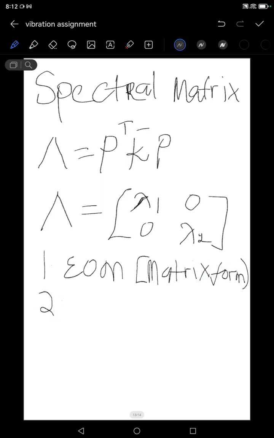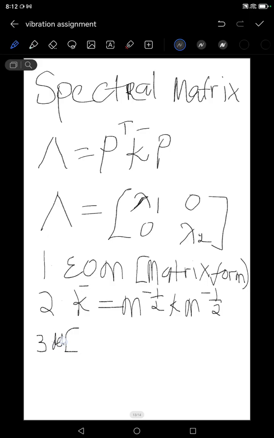And then number 2, you're going to determine the normalized stiffness, which is m to the power of negative half k m to the power of negative half. And then number 3, you're going to determine the eigenvalue, where you're going to use the determinant of k minus lambda I, and remember I equals 1, 0, 0, 1. After that you determine the eigenvalue. After the eigenvalue, you determine the natural frequency, which is the square root of the eigenvalue.